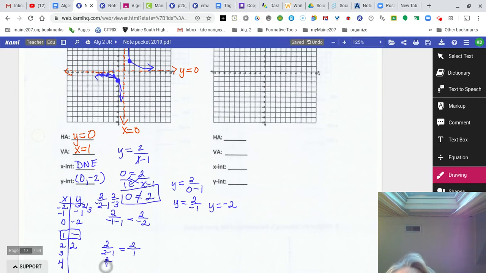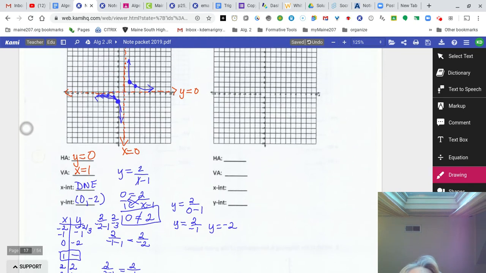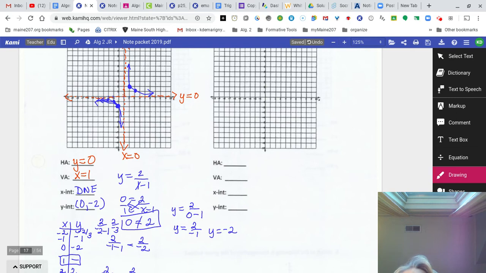So 2 over 3 minus 1 is a 2 over a 2, which is a 1. So 1, 2, 3, positive 1. That was pretty good also. And then here's the last one, which is the 4. So 2 over 4 minus 1. So 2 over 3. And so I have a coordinate of 4, 2/3. So if I go back and look, 1, 2, 3, 4, and 2/3, that was pretty close.